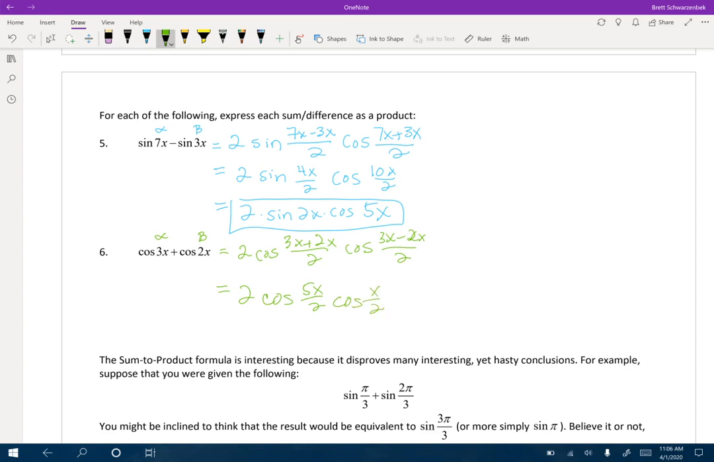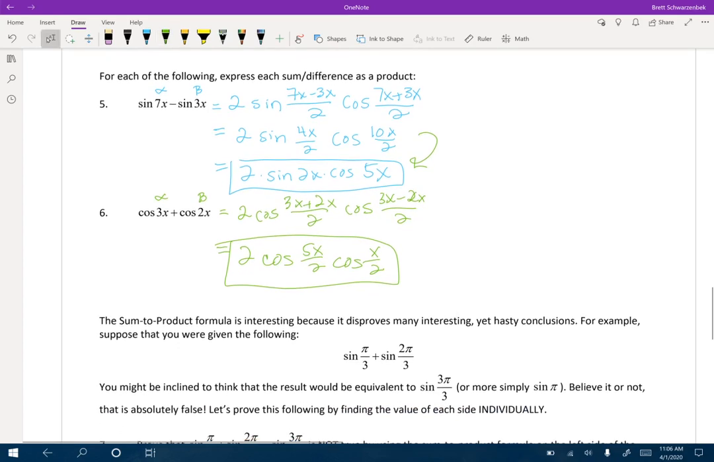And notice there's nothing else we can do. In the last problem, we were able to simplify here. This one we can't, and we leave it this way. Please, no decimals. I don't want to see a 0.5x or a 2.5x. Remember, whenever we're doing any type of trig, we keep the expression in fractional values.